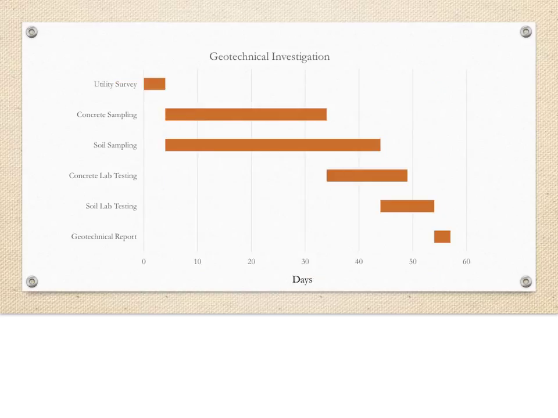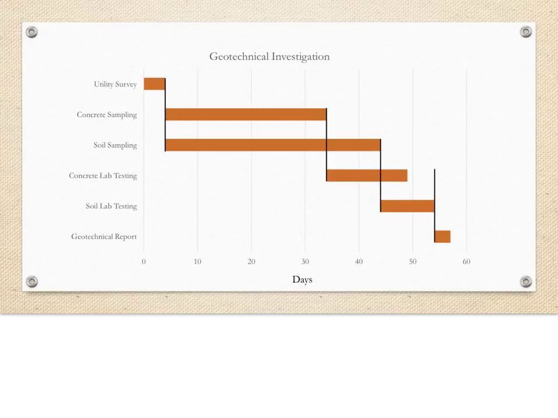So, one way we can illustrate this project is to gather all of the projected durations and start times of each task and put them into a Gantt chart like you see here. We have the tasks on the y-axis and the number of days on the x-axis. We can see that the start times for the two sampling tests is 4 days since the beginning of the project, because they are dependent on the utility survey.